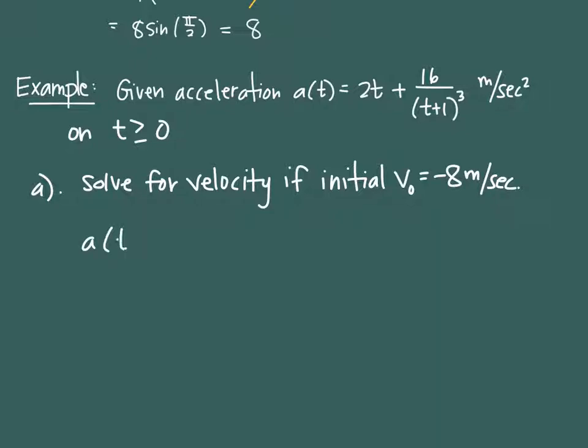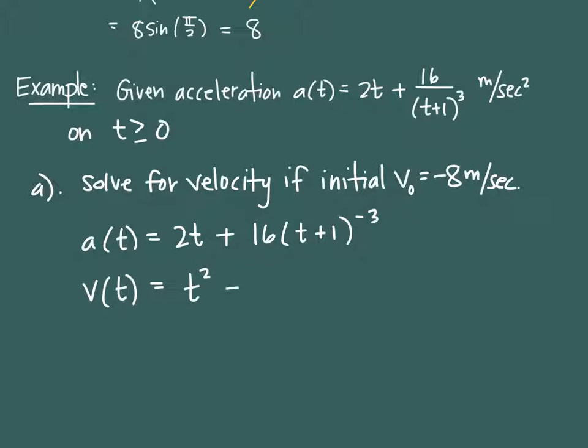So acceleration was given as, I'm going to rewrite it, and for our purposes, instead of doing 16 over t plus 1 cubed, I'm going to write 16 times t plus 1 to the -3, because it's easier to do an antiderivative if it's written that way. So my velocity will be the antiderivative of each of those two pieces. So quickly, the antiderivative of 2t we all know is t squared. Now the antiderivative of 16 times t plus 1 to the -3 is t plus 1 to the negative what?